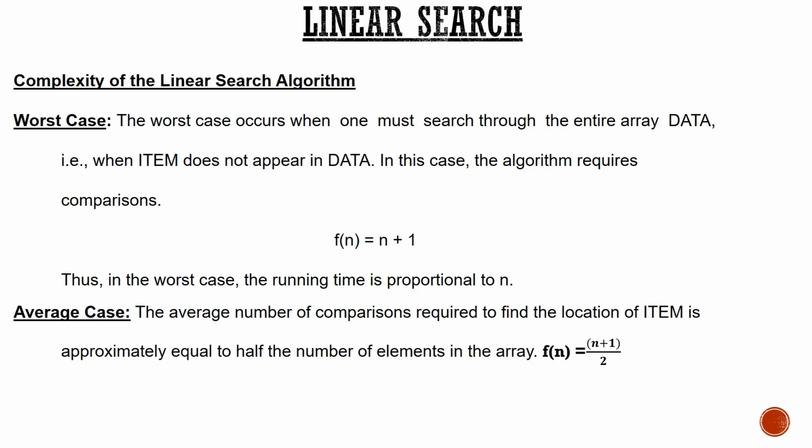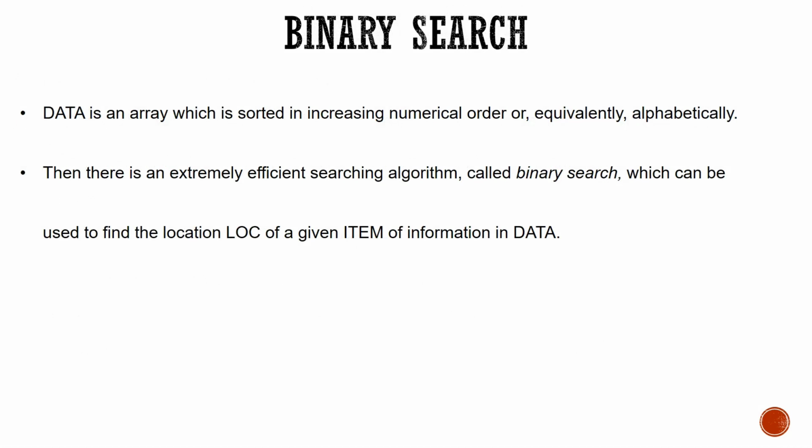Fine. Then let us go for the next popular type of searching mechanism, that is binary search. Binary search is applied when the elements in our array are sorted. Assume the elements are sorted in the ascending order.